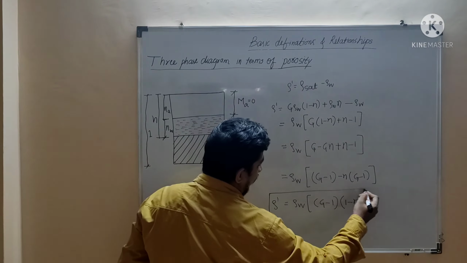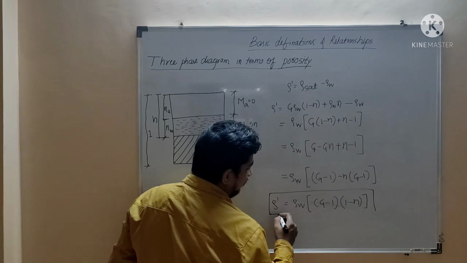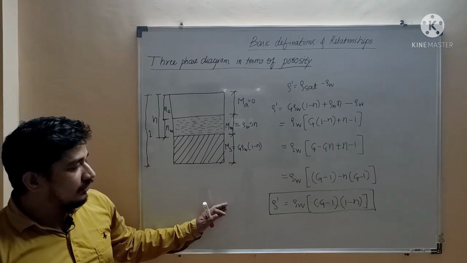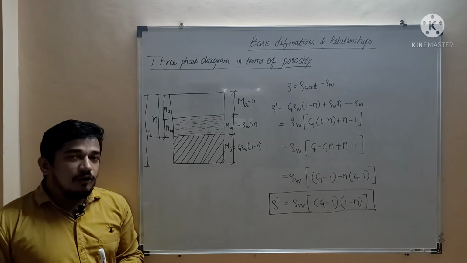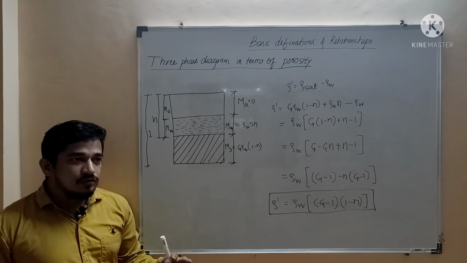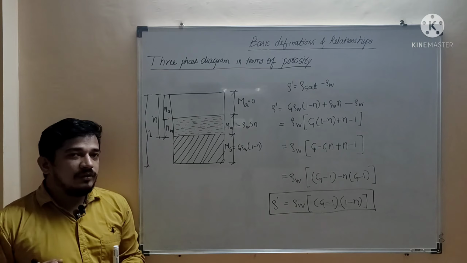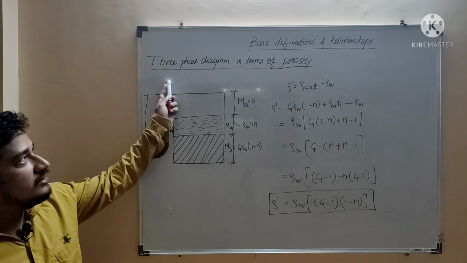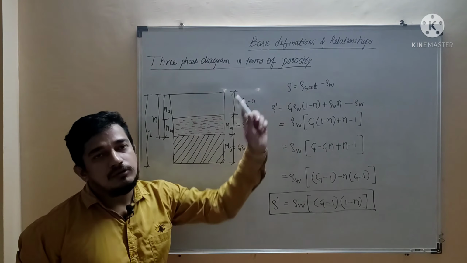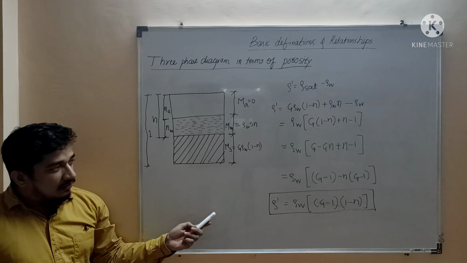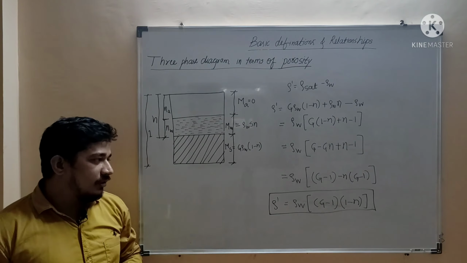So in total we have derived 5 formulas from this 3-phase diagram in terms of porosity. I have already said that for civil engineering, void ratio is important. Normally whenever we are solving problems, we use the equations derived from the 3-phase diagram in terms of void ratio, not porosity. But in case you need them, you should know these formulas.